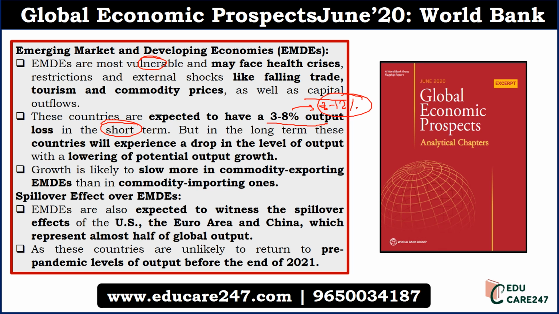Exporting countries will be impacted more than importing countries. So that is also a very important point. There will be a spillover effect. So what is spillover effect? If economies like the US, European countries and China are impacted, then other emerging economies will be impacted, because if growth slows in the US, China and European countries, it will lead to slow growth in the South Asian region, Africa, Australia. So they will impact other countries. So that is the spillover effect. So this pandemic and future is based on the impact due to this pandemic.